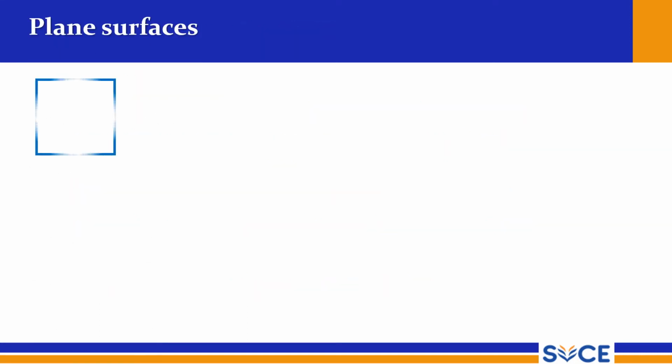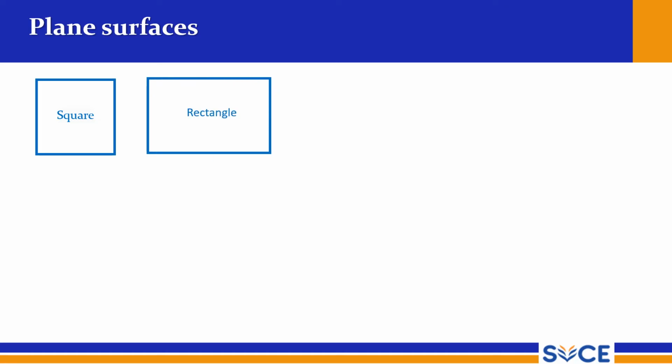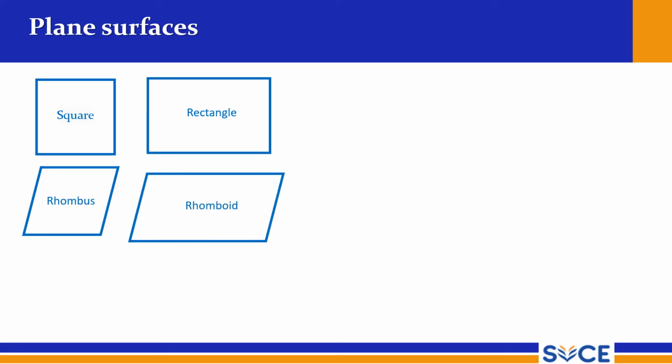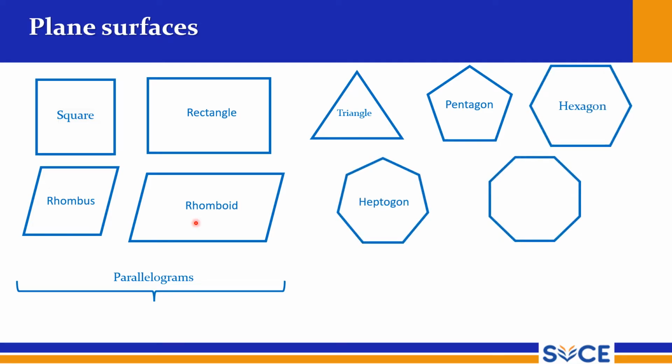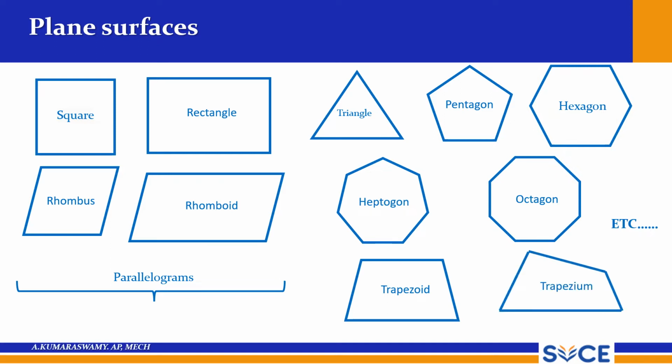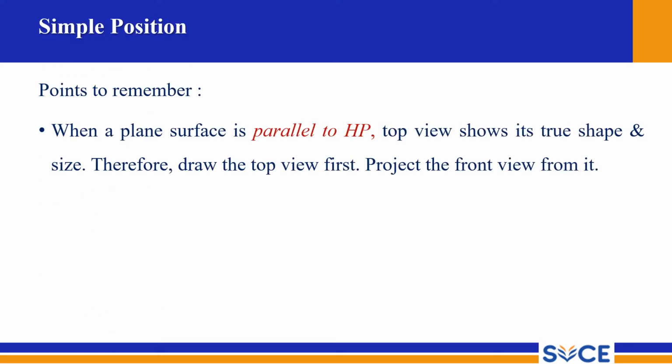And before starting the first case, we will see different planes. It is a square, rectangle, rhombus, rhomboid, and these are known as parallelograms. And this is triangle, and this is pentagon, hexagon. We have heptagon, octagon, and there are so many sides. So depending on number of sides, we can name that particular plane. And also we have trapezoid and trapezium. These are the regular shapes. These are the regular planes. So these are the points to remember while doing these problems.